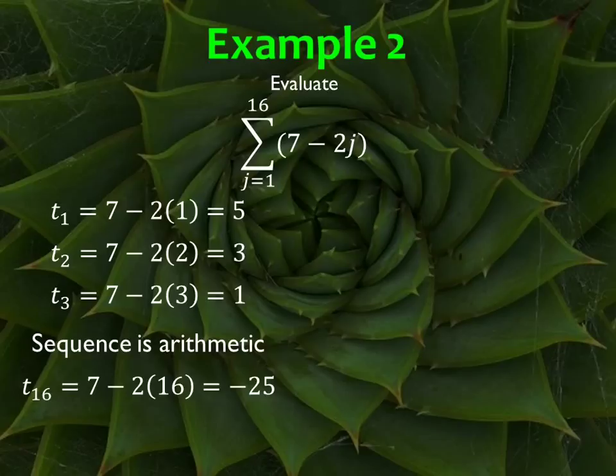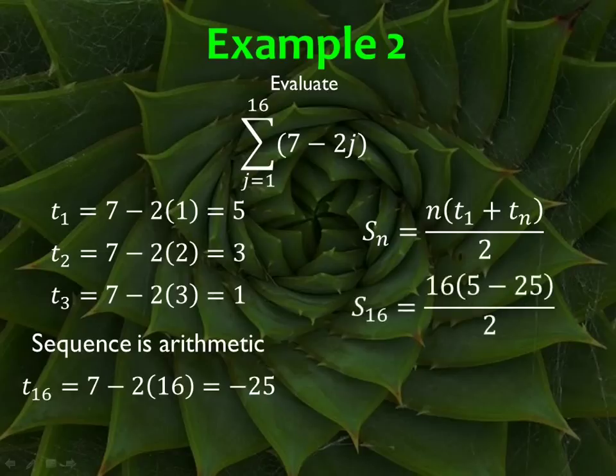So the 16th term is -25. 7 minus 2 times 16. Okay, so our n is 16. Our sum is 16 times 5 minus 25 over 2, which comes out to -160. All right, so that's how you do this problem. Pretty simple. Okay, plug in the value for n, plug in the first term, calculate the last term, and divide it by 2.